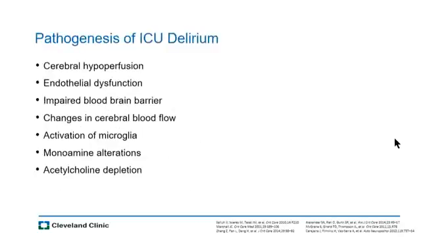The exact pathophysiology and pathogenesis of ICU delirium is not known and is definitely thought to be multifactorial and based on a lot of different risk factors that we talked about earlier. One of the biggest ones that I want to highlight are the alterations in monoamines, particularly dopamine, and that's one of the areas where we think that maybe atypical antipsychotics may be of help to us, thinking about these alterations in our monoamines and acetylcholine depletion.